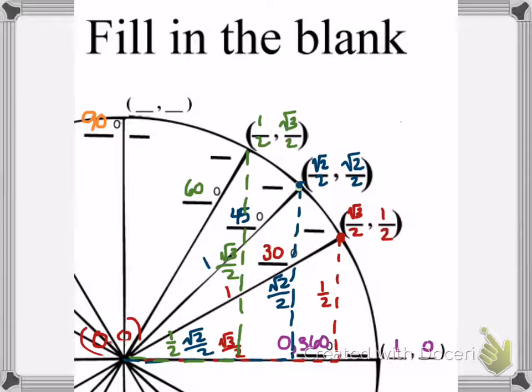Okay, last but not least, I'm going to do this 90-degree angle, which should be fairly easy. Remember, the radius of this circle is 1, so the coordinates of this dot right here would be, the x coordinate would be 0, I don't move left and right at all, and the y coordinate would be 1. I don't go left and right, I just go up 1.